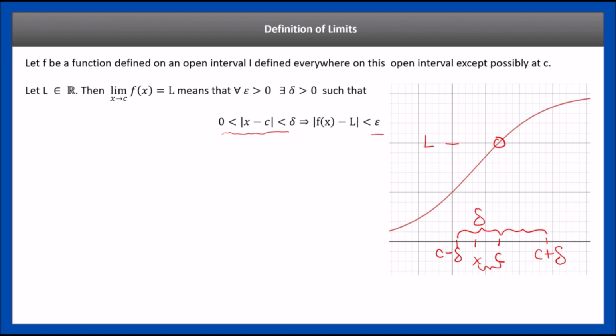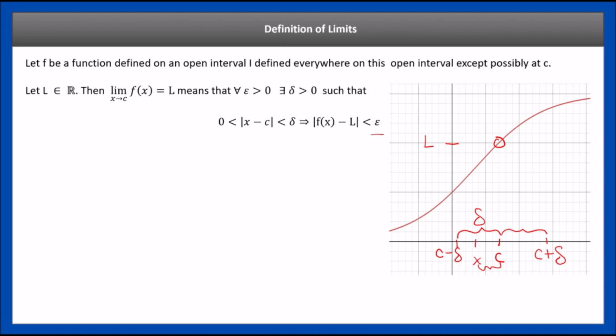X can't be at c. Basically, is what it's saying. If x is at c, then this is going to be equal to 0, and we don't want that to be equal to 0. We want it to approach c without ever actually reaching c, okay? That's the idea of the limit right there. So as this entire thing happens for x, well then, if there's a delta, then there has to be a corresponding epsilon, right?